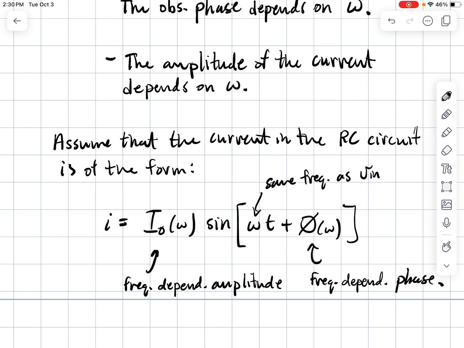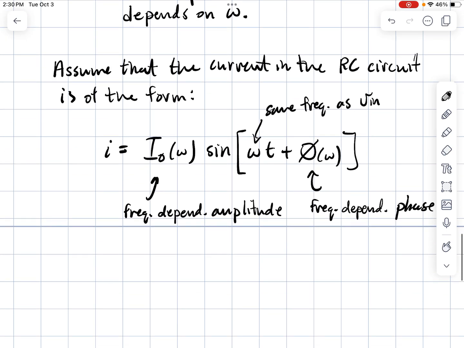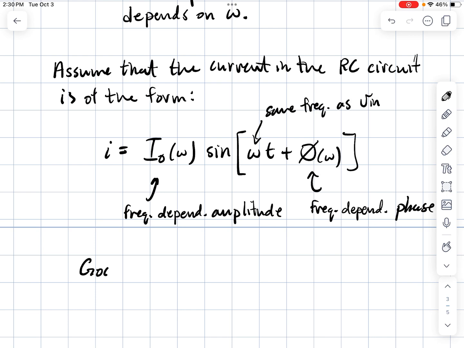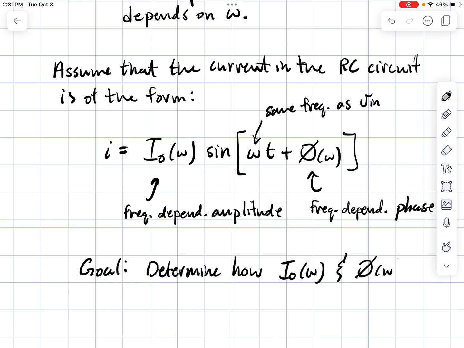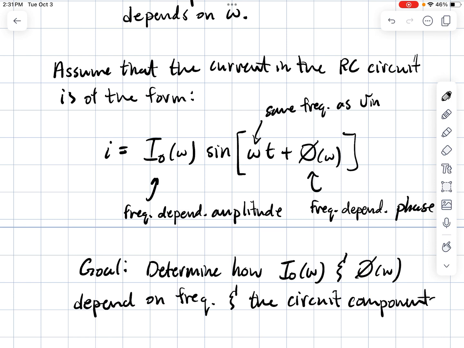Okay, so that's what we think our current is going to look like, and our task is to find how I naught and phi vary with frequency. So our goal is to determine how I naught of omega and phi of omega depend on frequency and the circuit components. By circuit components, I mean the value of the resistor and the capacitor that we use.